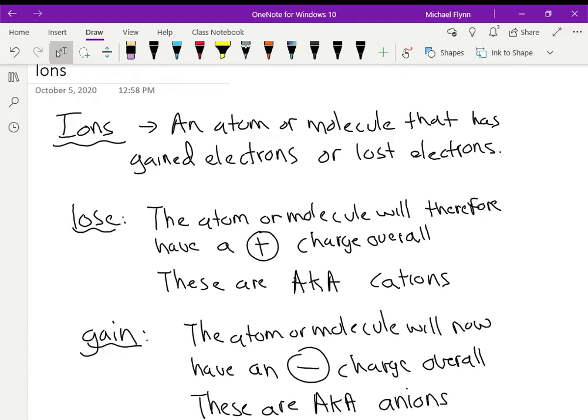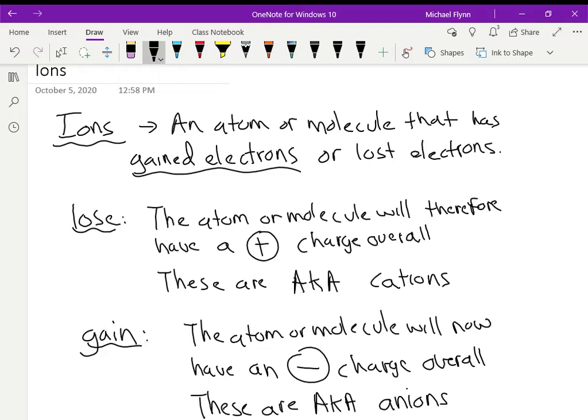An ion is an atom or molecule that has gained or lost electrons. Remember, electrons are the particles that are easy to gain and lose. Protons are in the nucleus, not so easy with those. Those are nuclear reactions, and those are quite energetic and quite difficult. It's not like it never happens, but normally it's electrons. Electrons are easy to add and subtract from something.